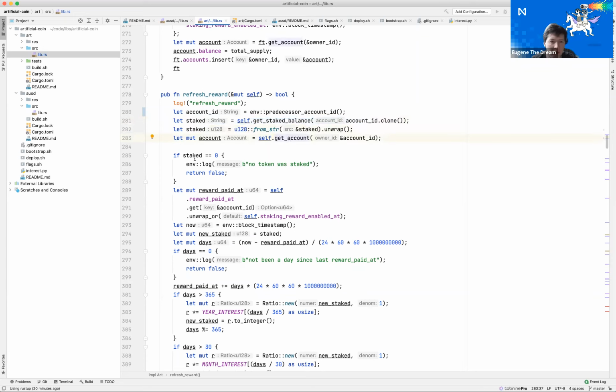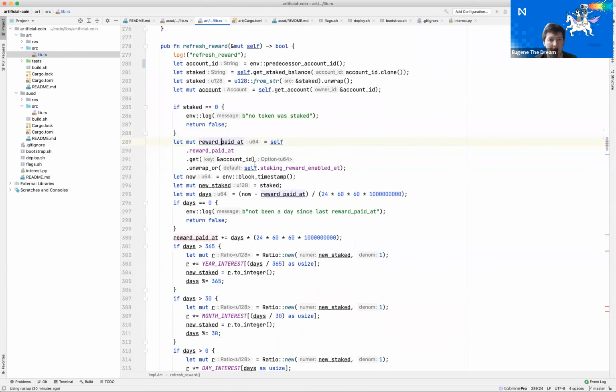Okay, get an account. If the amount staked for this account is 0, we don't need to do anything. Otherwise, we check when the reward was paid, the moment when they were enabled for this account. Now is a timestamp, new staked, days, how many days passed from now to the moment.